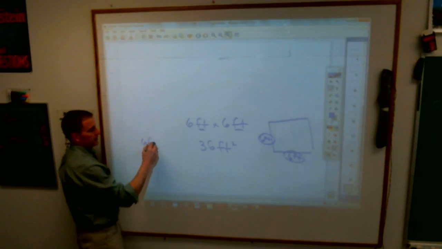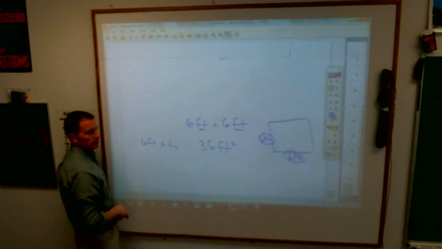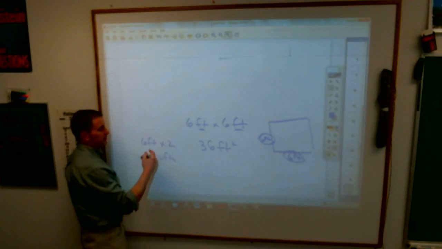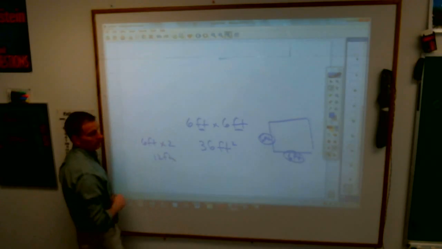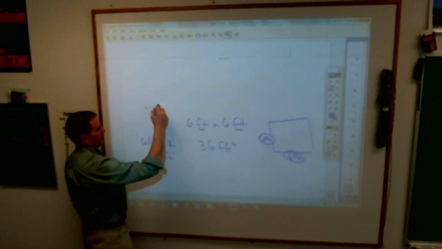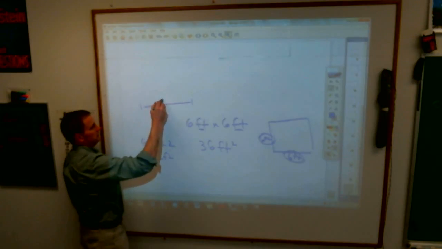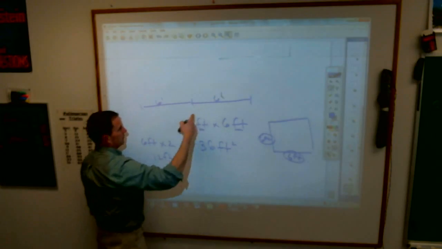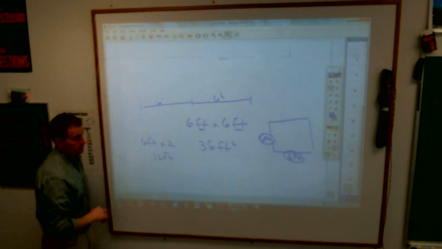6 feet times 2 would be what as an answer? Yeah, just 12 feet. There's only one label, it's only getting multiplied by 2, so it's 12 feet. That would be like having a 6-foot piece of rope and then having a second one. You get 12 feet, you don't get 12 feet squared.